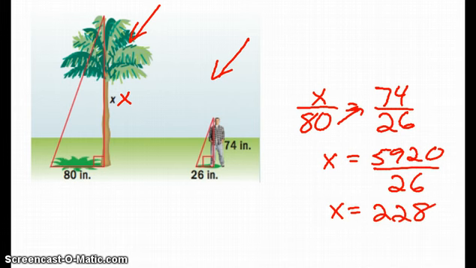228 inches. And if we were actually to go ahead and divide that out by 12 inches, we're going to find out that x, the height of the tree, is about 19 feet. Okay, you're going to try a couple examples of this on your own.